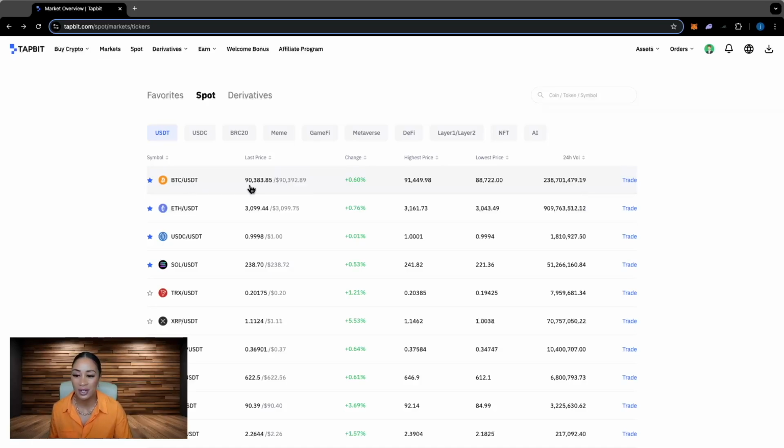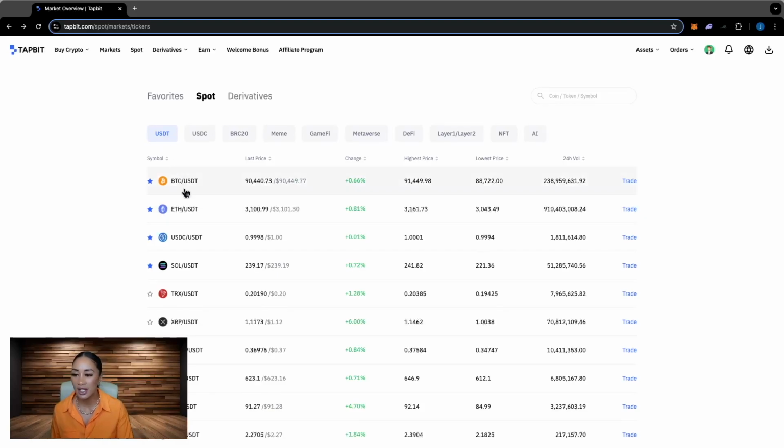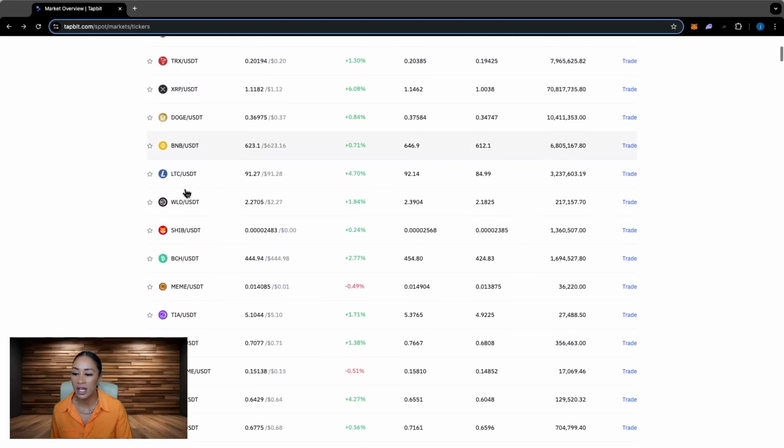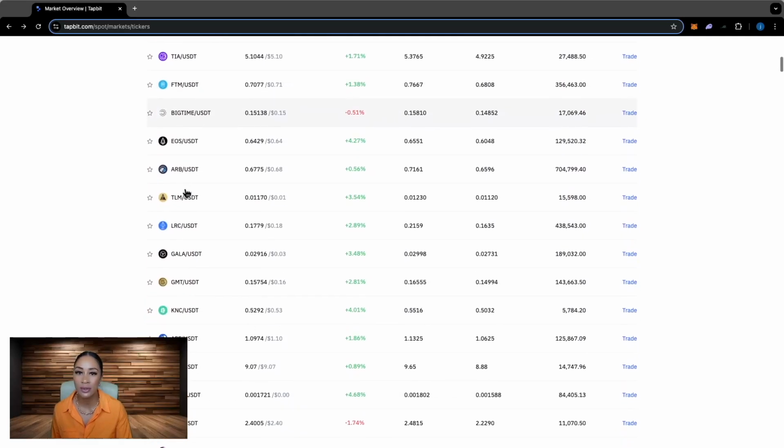So if Bitcoin is priced at 90,380 USDT, that means you need 90,380 USDT in order to buy 1 BTC. And that's how it works. Bitcoin is the thing that you are trading and USDT is how much it costs. You'll find that the USDT pairings are much more readily available as the liquidity and volume is much higher.